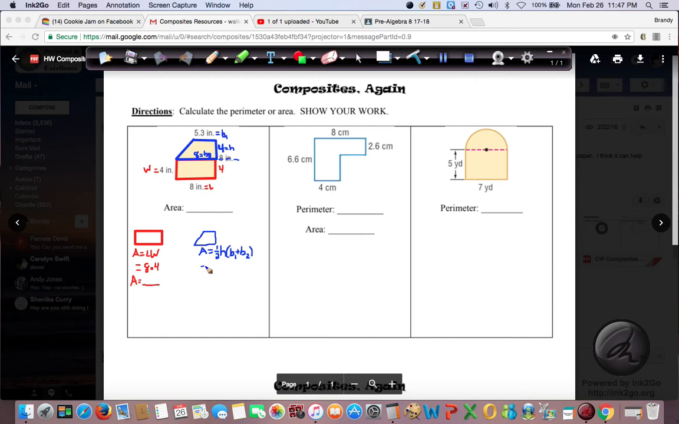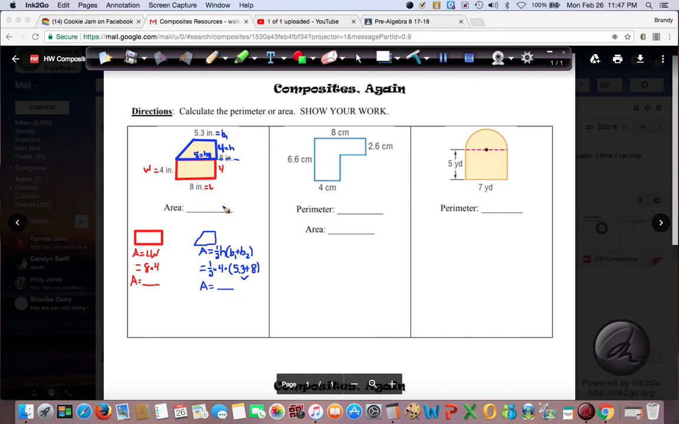And now you come down here and we plug everything in. So we have 1/2 times the height, which is 4, times the sum of the 2 bases. So base 1 we said was 5.3 plus our bottom base, which is the top of the rectangle, so that's also going to be 8. I'm going to put a little V right here, and that is to remind you that you need to solve this first and then multiply. And that should give you the area of your trapezoid.